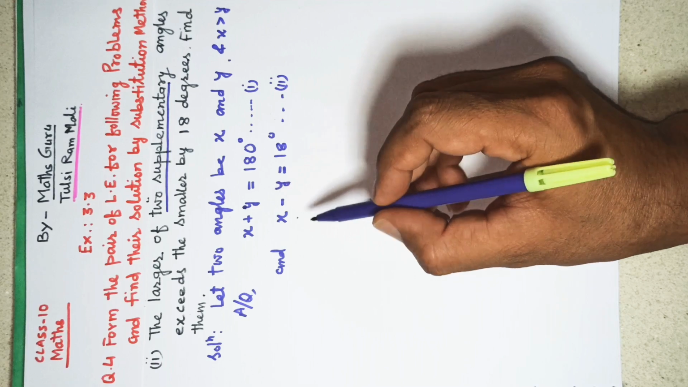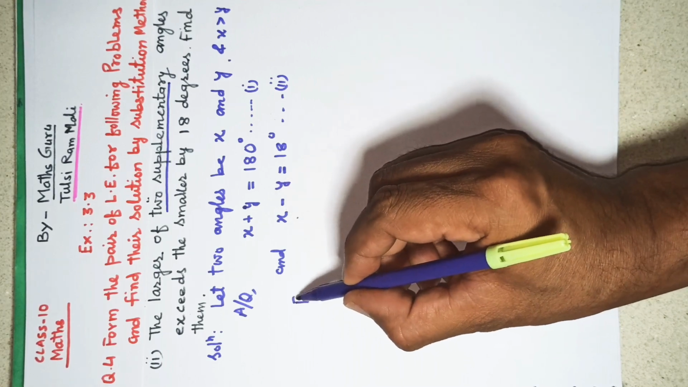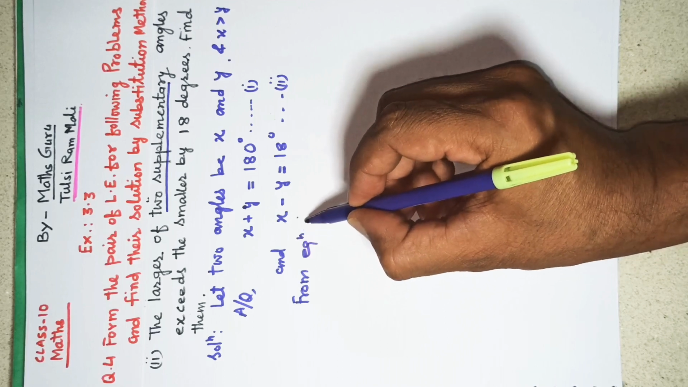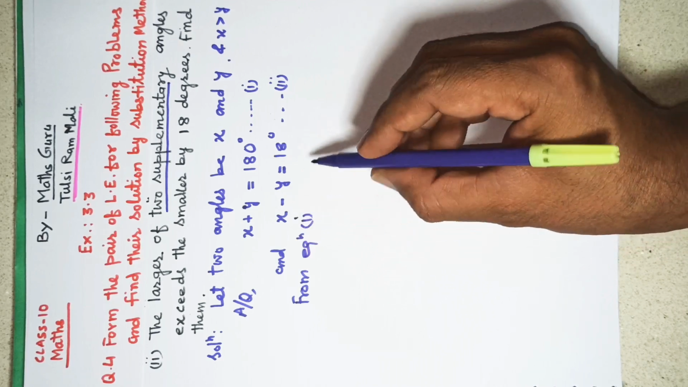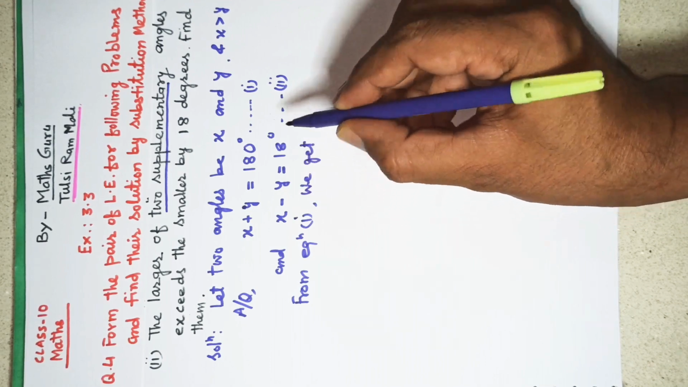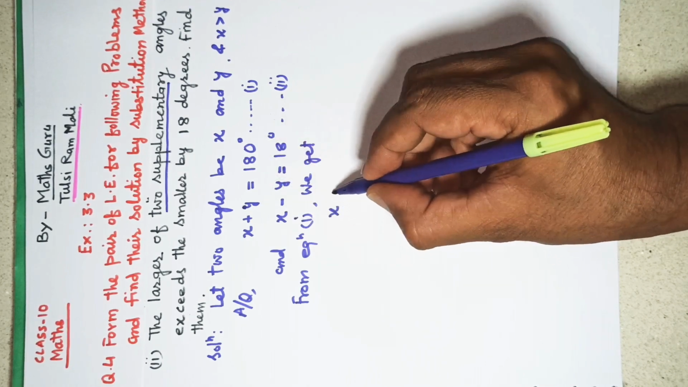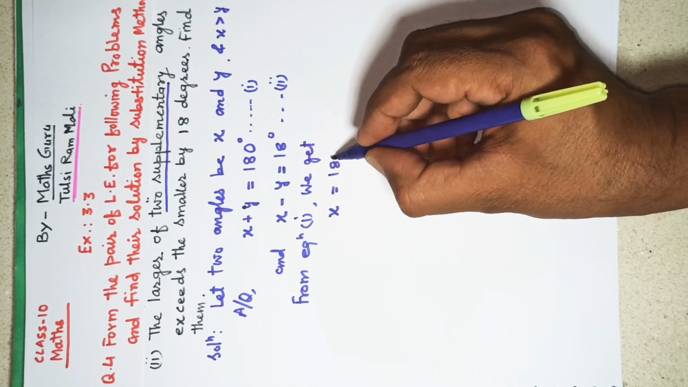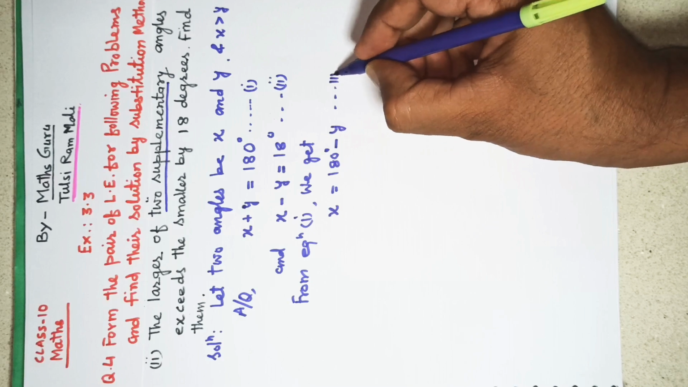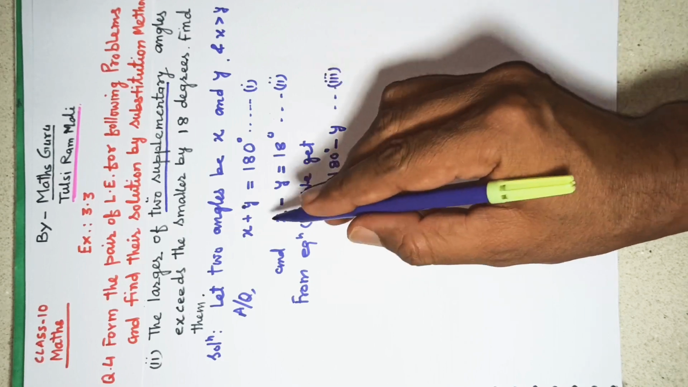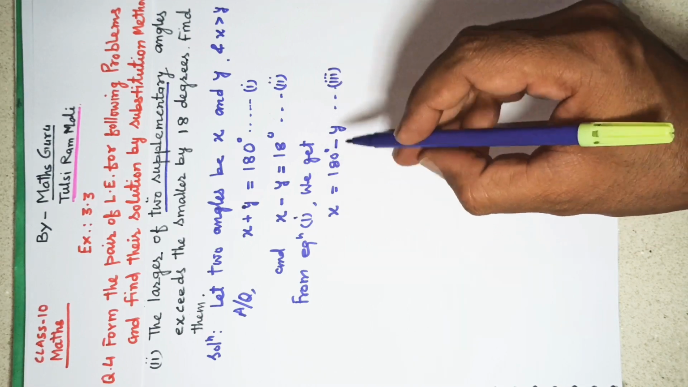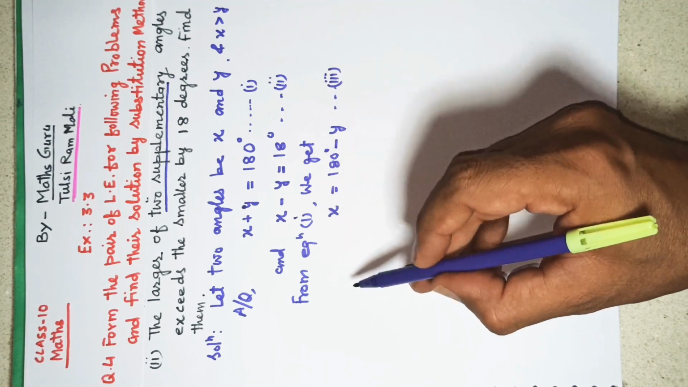So for that, from equation first, we get x is equal to 180 degrees minus y. You can find this one. Here you can also find y is equal to 180 degrees minus x, as you know.